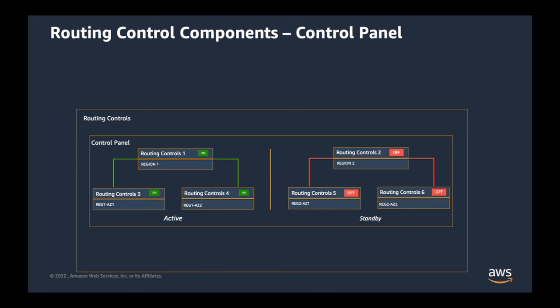So an example here is that you could configure a routing control for each of your load balancers in each availability zone and then group them in the same control panel. Then you can add a safety rule that makes sure that at least one zone represented by a routing control is active at any one time.